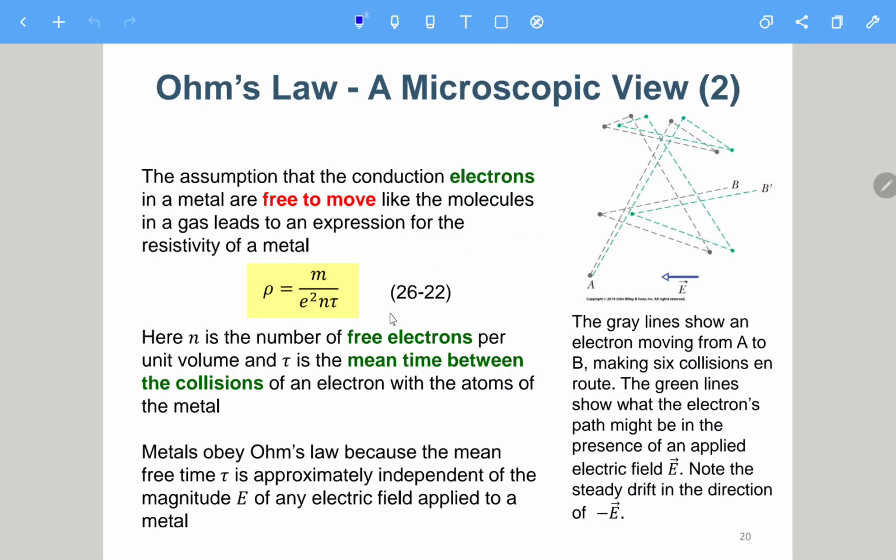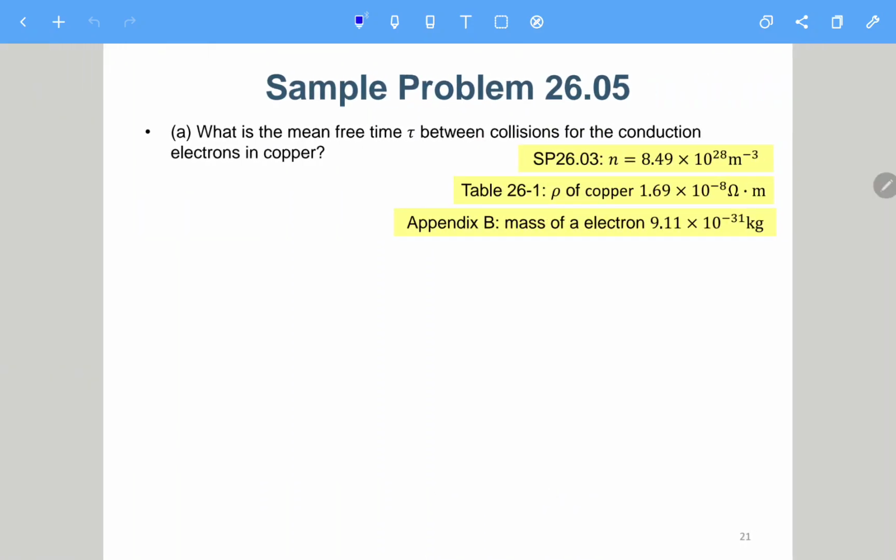Okay, so here it also mentioned that rho equals this value. Nothing special. Let's take a look at another sample problem. It says, what is the mean free time tau between collisions for the conduction electron in copper? This is easy. We only need to use the formula we just derived: tau equals m over n e squared rho.